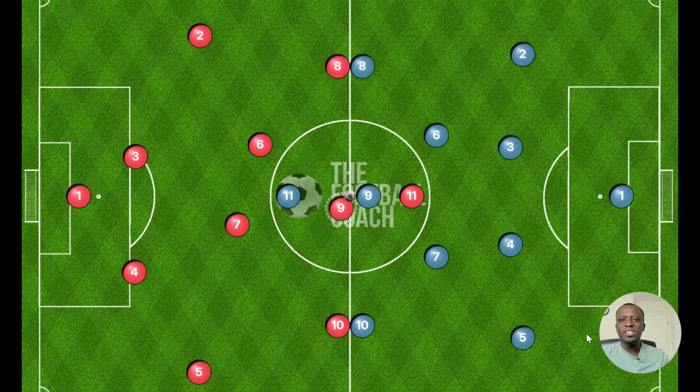So both teams have been playing the preferred formation, my favorite formation in all of soccer, football. But let's take a look at what happened.